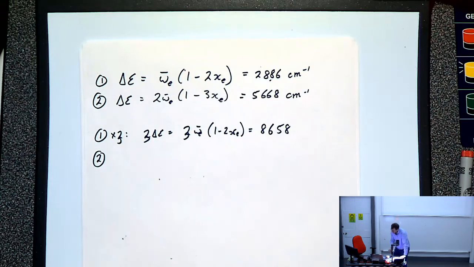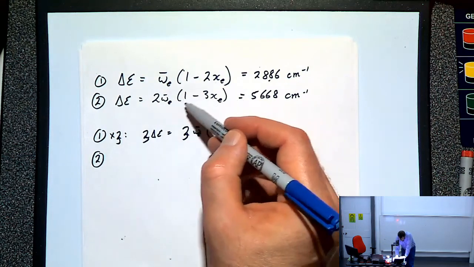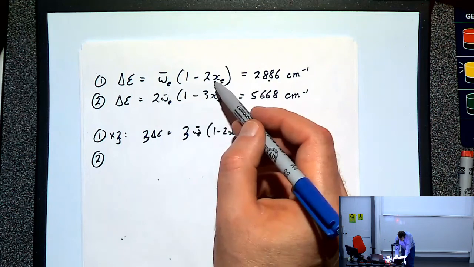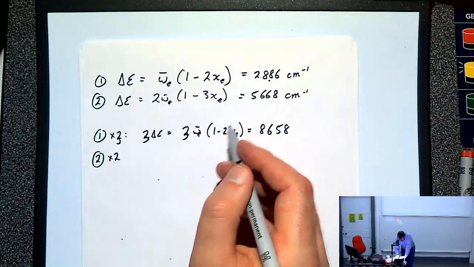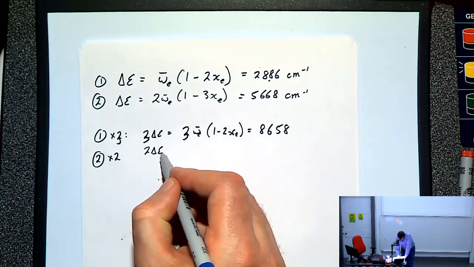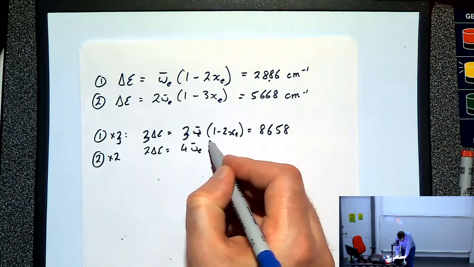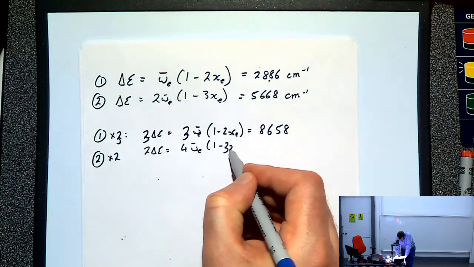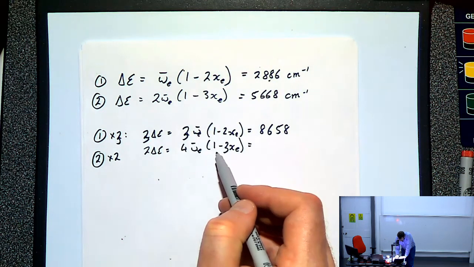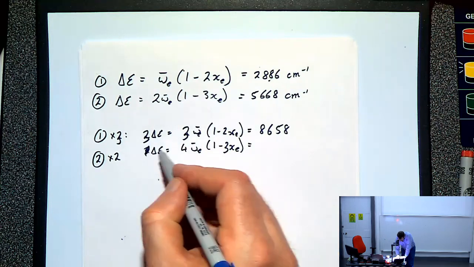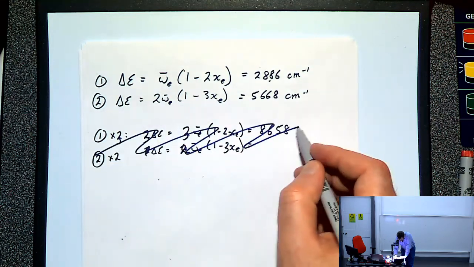Let's have a check here, see what I've done. We want to obviously isolate the omega E, so here I've got 2xe. Oh yeah, so that'll give me 6, so I need to multiply this one by 2. So 2 times delta E is equal to 4 omega bar E on 1 minus 3xe. Okay, so 3 times, oh, I'm sorry, yeah, we don't need to multiply that at all. So, sorry, let's start again.